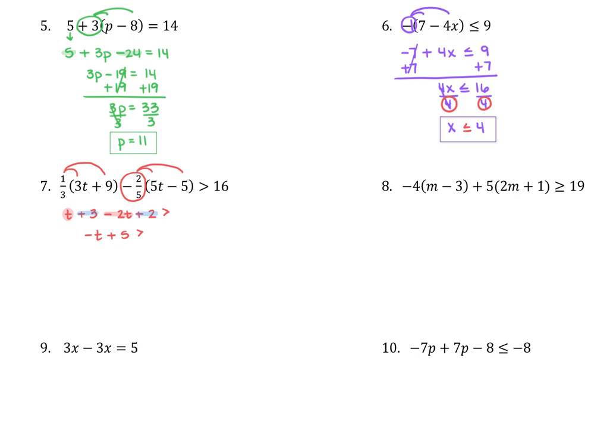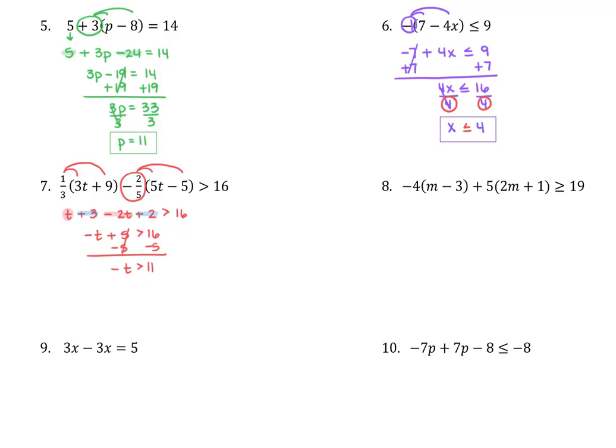I'm going to look at the right-hand side. Nothing I can simplify there, so I'm just going to drop it down. Now I'm ready to start moving. I'm going to undo the addition of 5 by subtracting 5 from both sides. 5 minus 5 is 0, so that's going to go away. I have -t. Drop down my inequality sign. 16 minus 5 gives me 11.